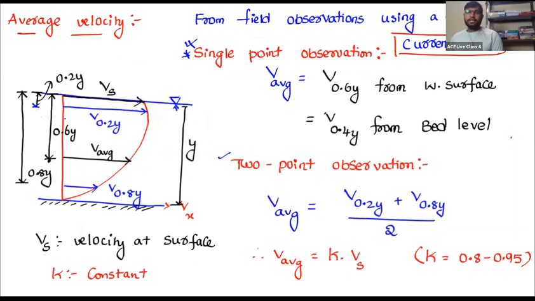Okay, so in yesterday's class, we have been discussed up to this point. We discussed about the single point observation and we discussed about the 2 point observation, about how to determine the maximum and average velocities. So now let's see a question based upon this one, the previous GATE question.